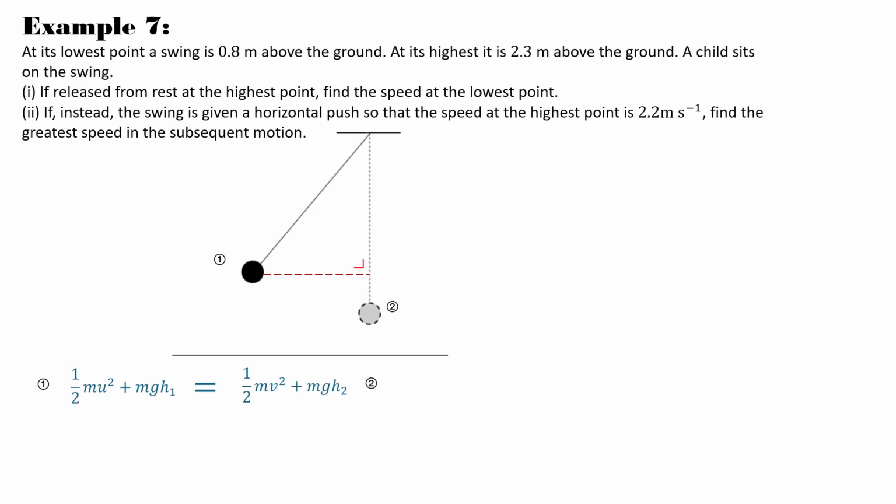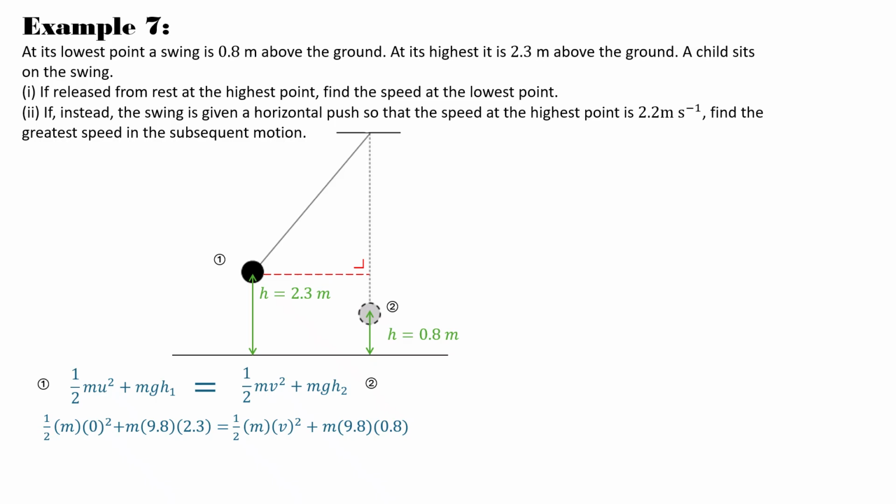We do need to understand where the ground is. So there is a line to represent our ground, and we know that the highest point is 2.3 meters above the ground, and the lowest point is 0.8 meters above the ground. So that's effectively our h1 and our h2. We know that the speed given initially is 0 because it's released from rest. So filling in, we get a half m 0 squared plus m times gravity times our h1, which is 2.3, is equal to half mv squared plus m gravity 9.8 times our h2, which is 0.8.